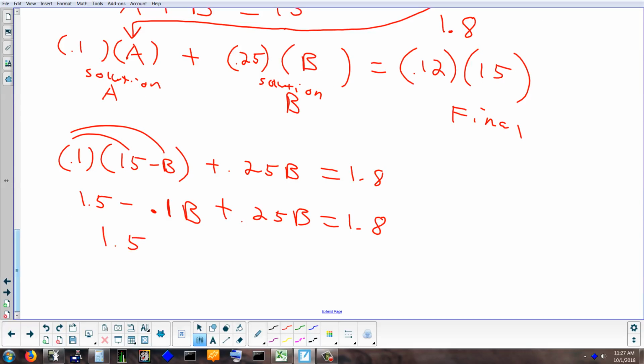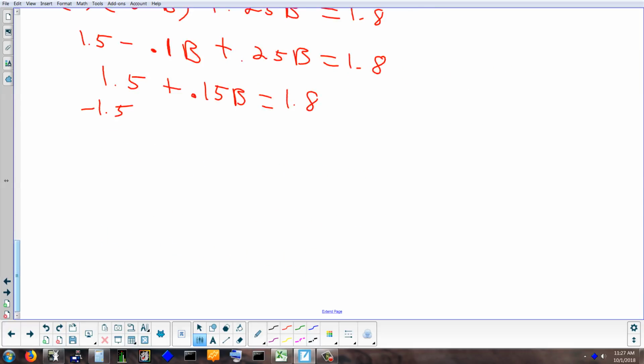0.15. So 1.5 plus 0.15b equals 1.8. How about Carolyn? What would I do next? Subtract the 1.5 from both sides. Yep. Subtract the 1.5. Sometimes with decimals we need a calculator, but these ones aren't too bad. So 1.8 minus 1.5 is 0.3.